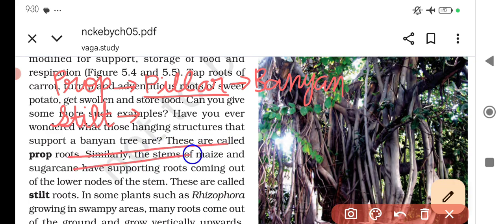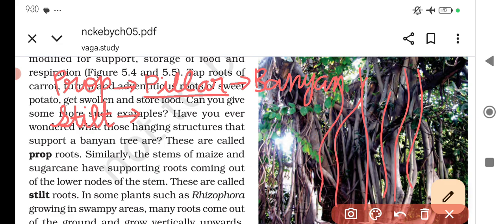Suppose the branch is there like this, and from the branch the roots hang down. So as they are growing from the branches and not the radicle, they are adventitious roots, and they get modified to provide extra support to the banyan tree. As it is very huge, it needs extra support, and it is provided by these prop roots. Here you can see these are the roots hanging from the branches. They are known as the prop roots or the pillar roots. Why are they known as pillar roots? Because they are providing mechanical support, extra support to the tree.